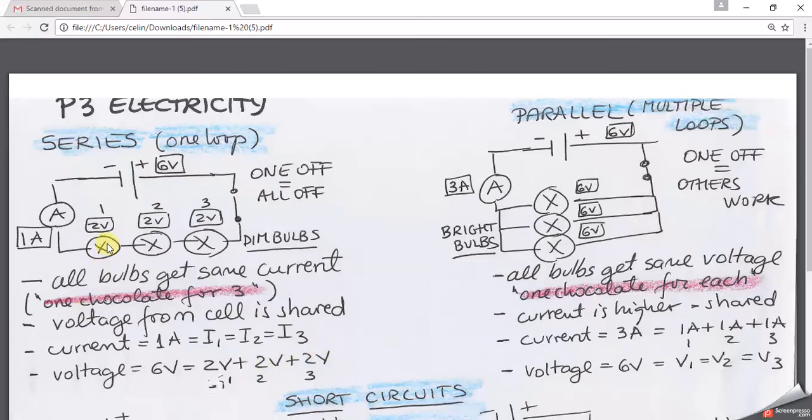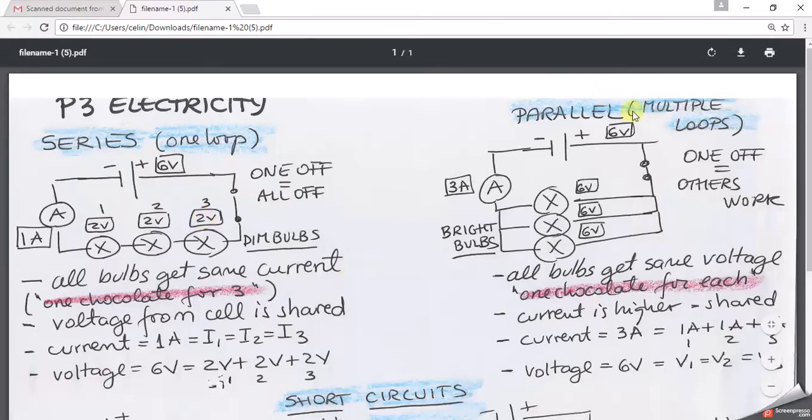So the first one gets 2 volts and 1 amp of current. The second one gets 2 volts and 1 amp of current. The third one gets 2 volts and 1 amp of current.